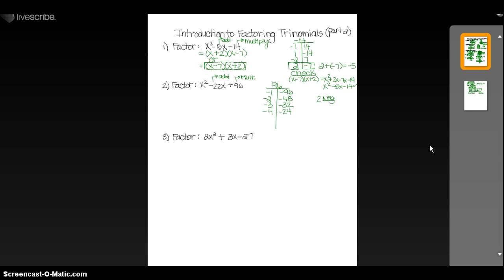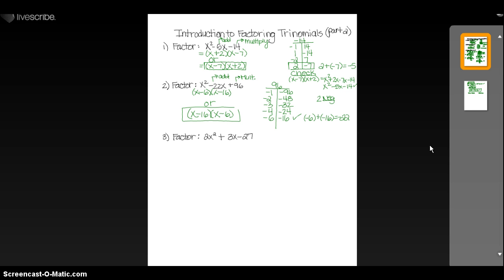Negative 5 is not a factor because 96 ends in a 6. So let's try 6. And that would be negative 6 times negative 16. There we have it. If I do a negative 6 plus a negative 16, that's the negative 22 that I want. So this factors to x minus 6, x minus 16, or if you want the x minus 16 first, that's fine. Either one of those is acceptable. So if you want to make sure, you can pause the video and do your check, but that will, in fact, work out.